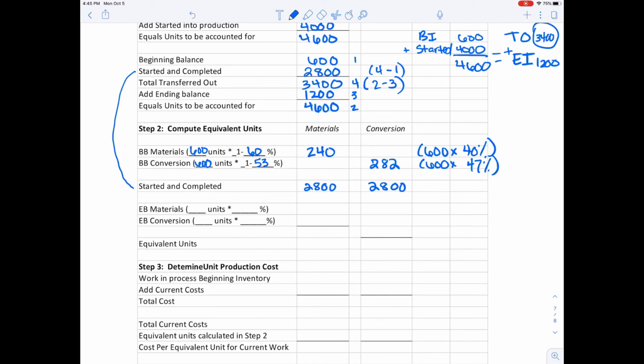Because I want to know how much did I do this period versus my ending inventory, which was at 1,200 units. And we're still at 40% and 20%. My ending inventory, I don't subtract out, I just multiply. I'm only looking at how much I did that period, so that doesn't change. And then I'm going to add all those together.